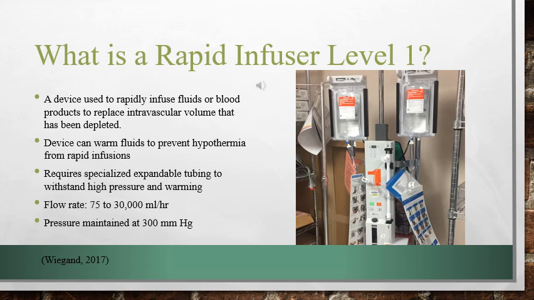The flow rate on these is 75 to 30,000 mLs an hour. So that can be pretty fast. You can go slow and really fast. If you let this thing run and it's not connected to a patient, it's like a little hose squirting out at the end. The pressure that can be maintained by those pressure devices where you hang the fluid is 300 millimeters of mercury.